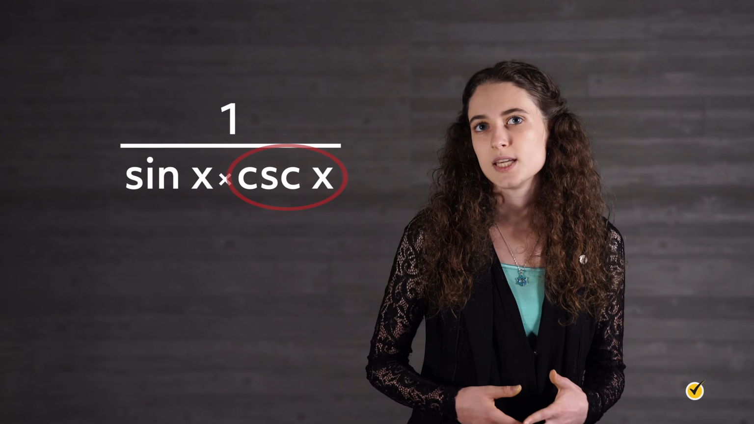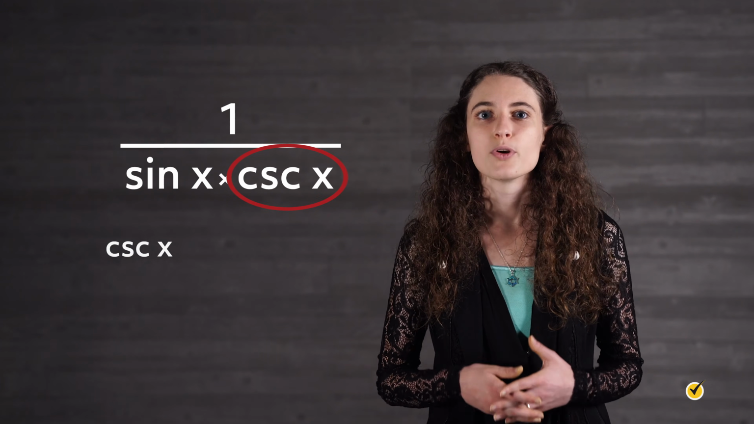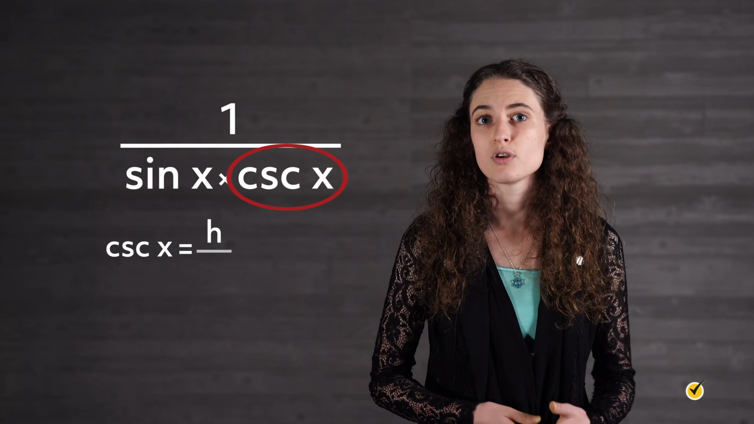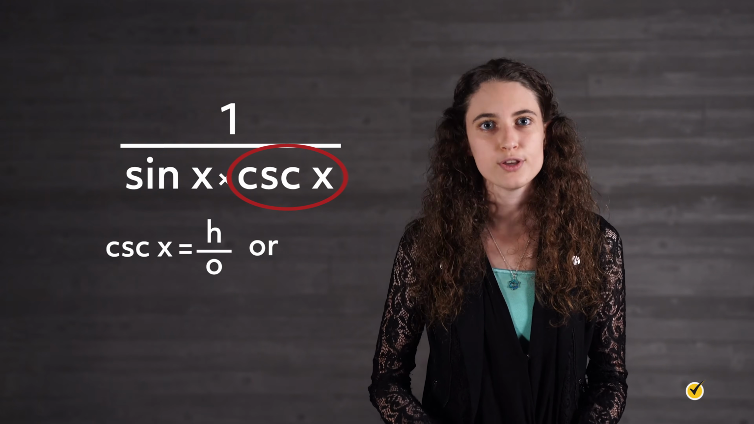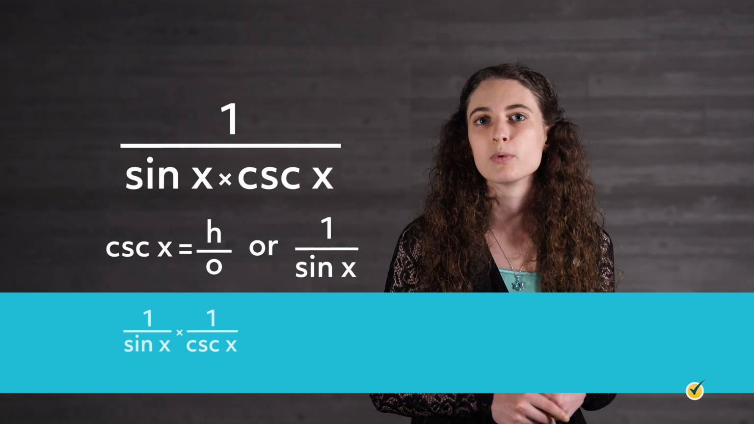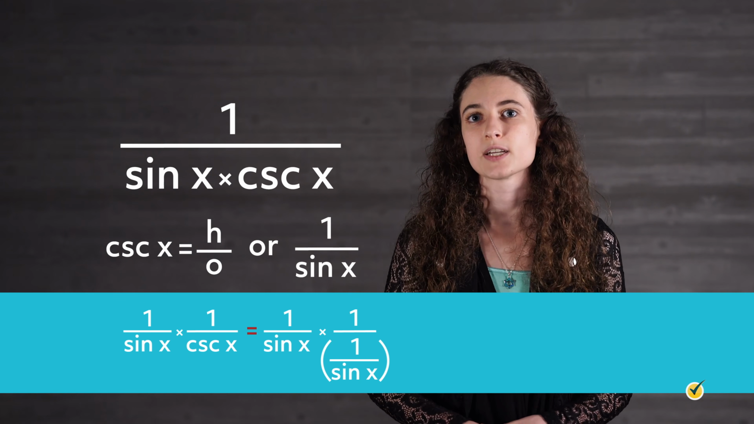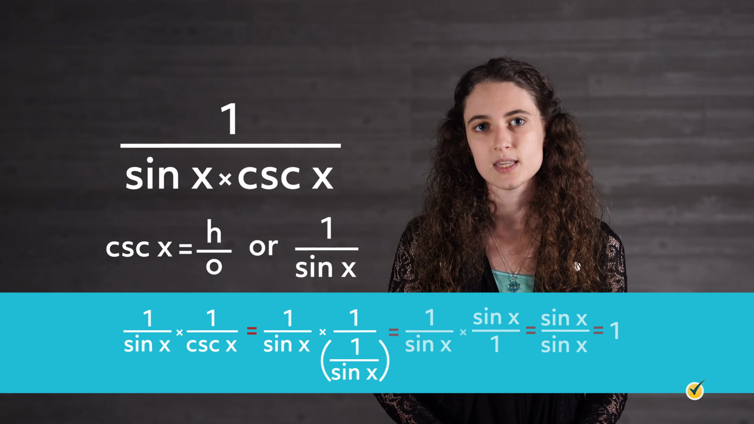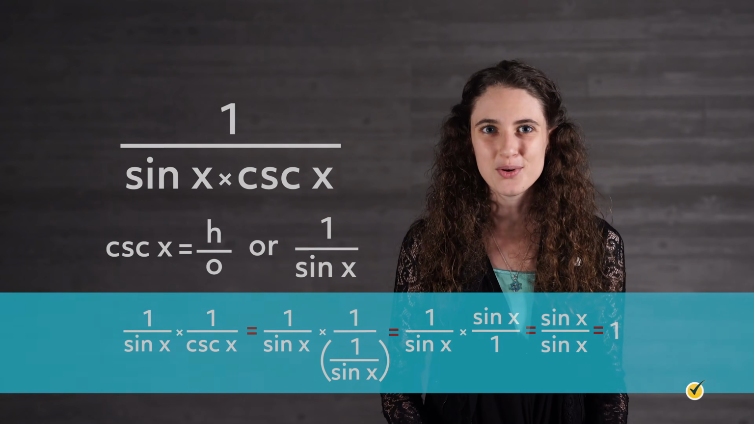We haven't seen cosecant of x yet, but if we look it up, we find that it is equal to the hypotenuse over the opposite, or more usefully, the reciprocal of sine. Going back to our problem, we can substitute 1 over the sine of x for cosecant of x, which gives us this. And that's all there is to it. As you can see, sine comes in handy when graphing, solving problems with angles, and determining trigonometric identities.